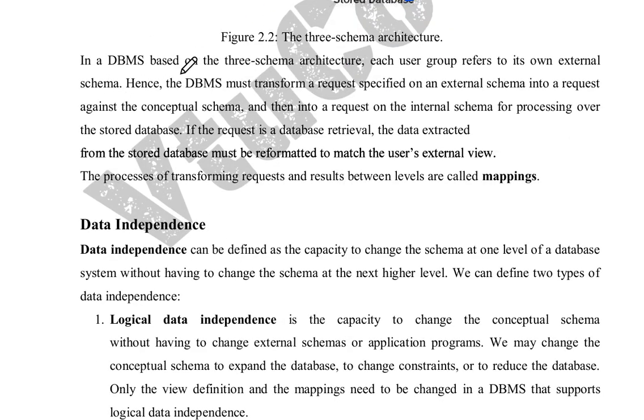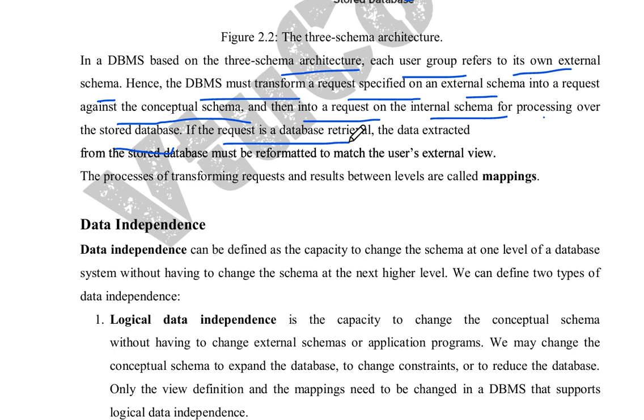In a DBMS based on the three schema architecture, each user group refers to its own external schema. Hence, the DBMS must transform a request specified on an external schema into a request against a conceptual schema and then into a request on the internal schema for processing over the stored database. If the request is a retrieval, the data extracted from the stored database must be reformatted to match the user's external view. This process of transforming requests and results between levels is called mapping.